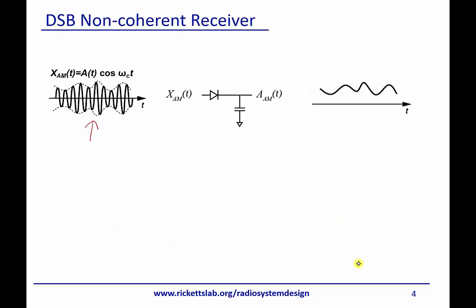And if we want to receive that, a simple way to do it is with a non-coherent receiver. And what do I mean by non-coherent? Non-coherent means I don't know anything about this carrier wave. I don't know its frequency. I don't know its phase. All I know is that it has this nice little analog modulation on it.